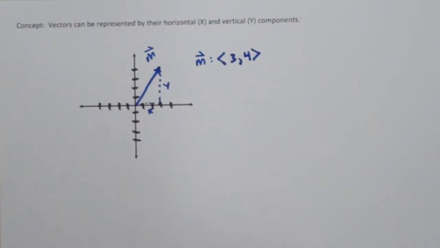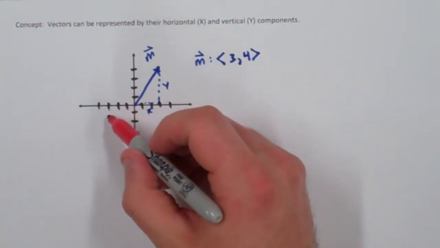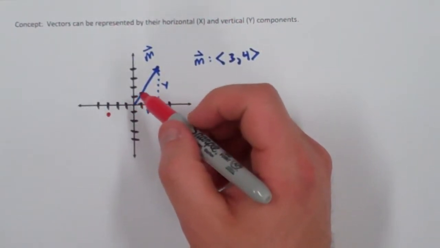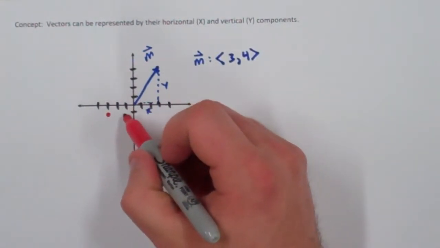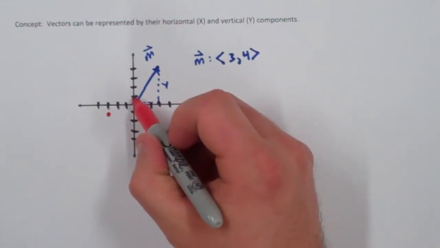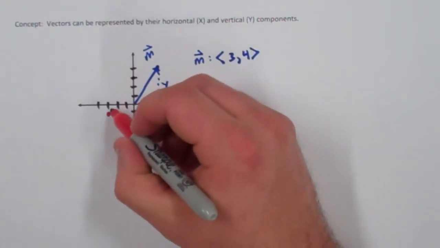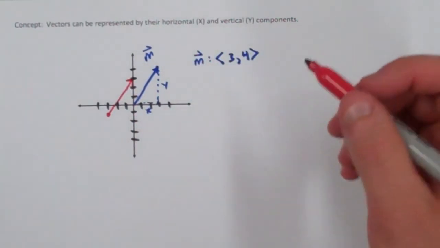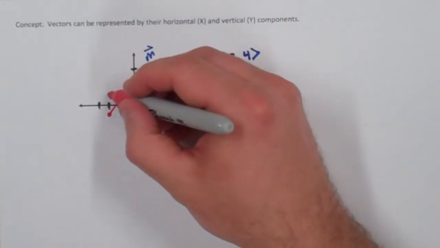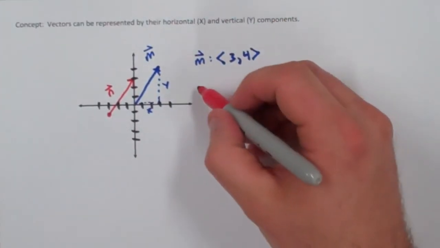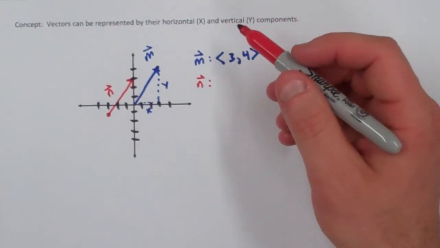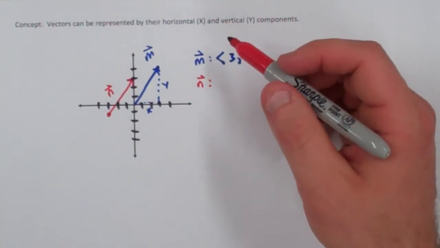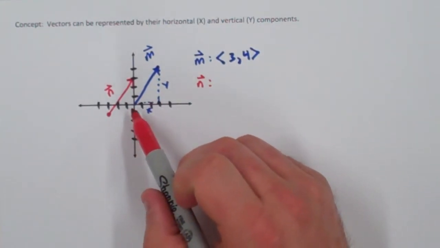Let me draw you another vector, and this time this vector is going to start at -3, 1, and we're going to have the same x and y components. So we're going to go right 3, up 1, 2, 3, 4. So that will be the terminal point. This one we'll name vector n, and even though vector n is not in standard position, we can still find the x and the y components.